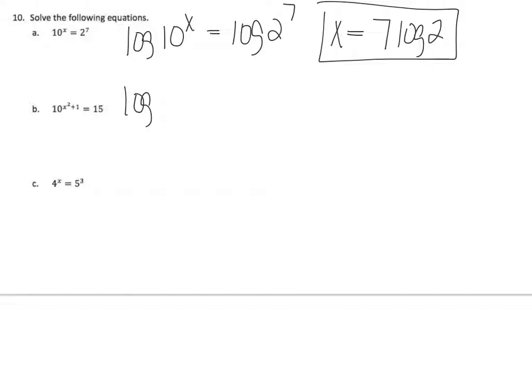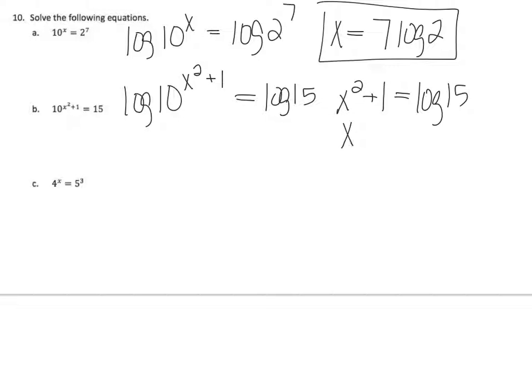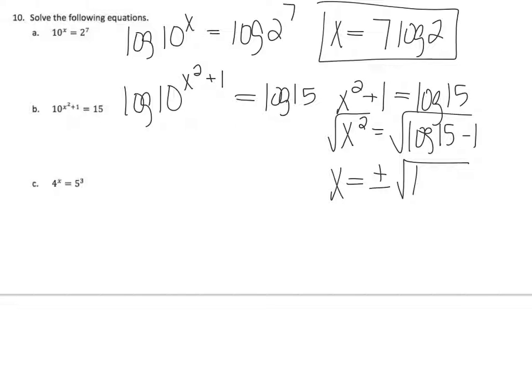How about this one? Log base 10 of 10 to the x squared plus 1 equals log of 15. The left side simplifies to x squared plus 1. The right side, log of 15. Subtract 1 from both sides. X squared equals log 15 minus 1. I can take the square root of both sides. So I have x equals, don't forget about your negative, plus or minus the square root of log of 15 minus 1. Okay, don't let crazy different things scare you. Just go ahead and apply your algebra skills and you'll be just fine.